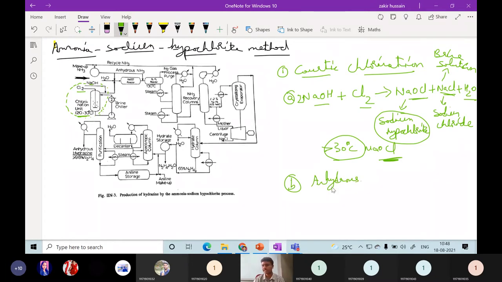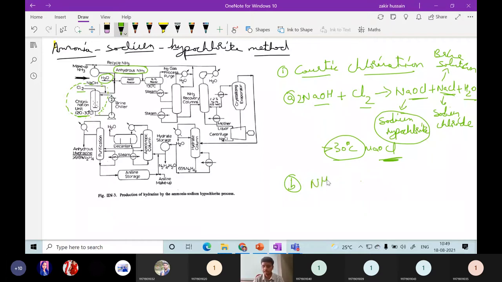Anhydrous and aqueous: aqueous means containing water, and anhydrous means there is no water contained in it. So anhydrous ammonia will be going to the NaOCl reactor as well as the N2H4 reactor, which is the hydrazine reactor. First, this anhydrous NH3 will be entering together with water, so it will come as aqueous NH3. Why? Because we are dissolving some amount of water into this anhydrous NH3. That is called aqueous NH3.